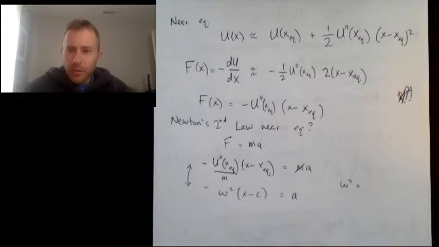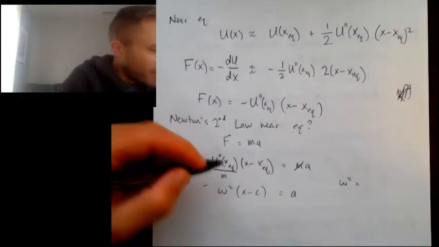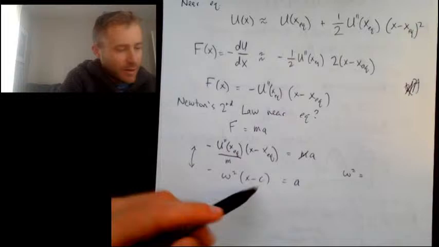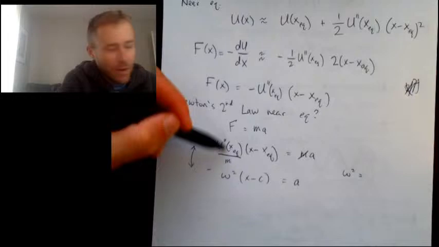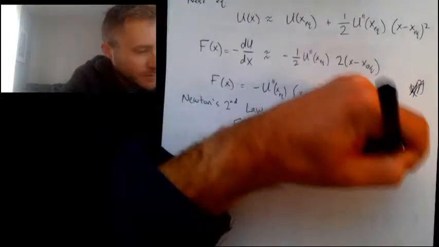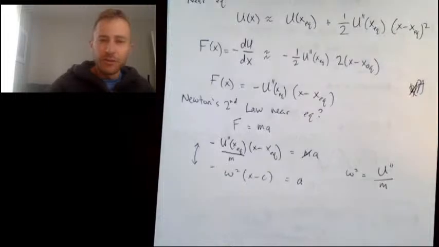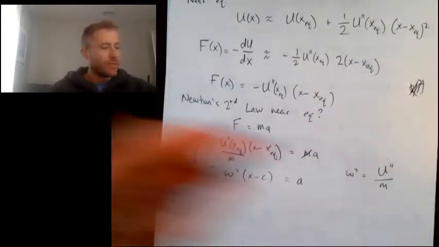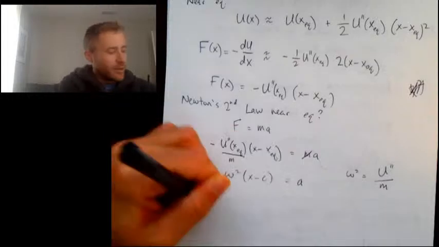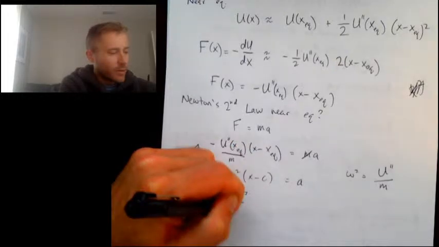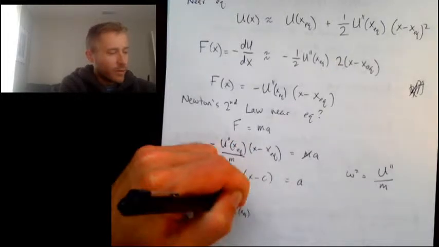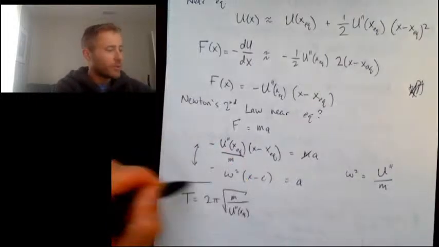So by comparison, we can see that the number multiplying x is u prime prime over m. So what this means is that the period is 2 pi times the square root of m over u prime prime evaluated at the equilibrium point. So this is our main result for today. So what we've shown is this.